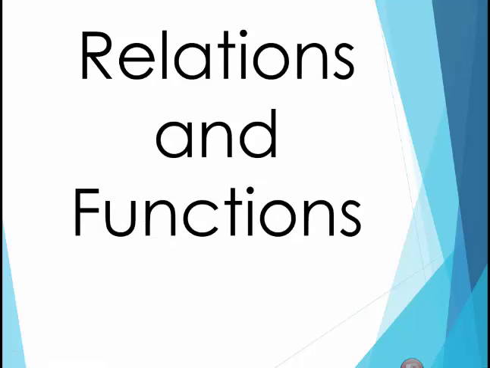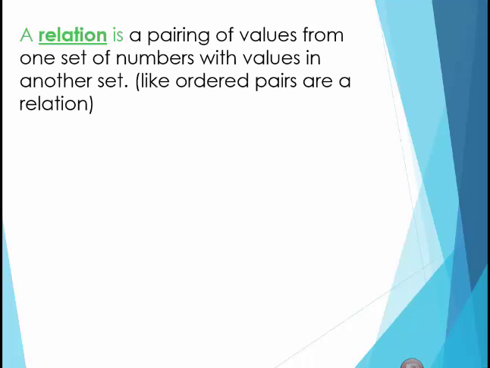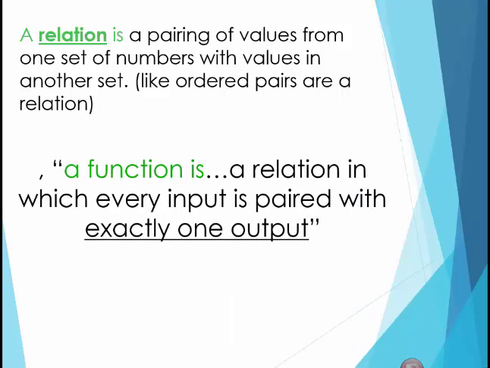All right, today we're going to talk about relations and functions. A relation is a pair of values from one set of numbers with values in another set, like an ordered pair is a relation. A function is a relation, so you have one set of numbers compared to another, where every input is paired with one output. So for every input, there's only one output. Hit pause and copy these down in your composition book.